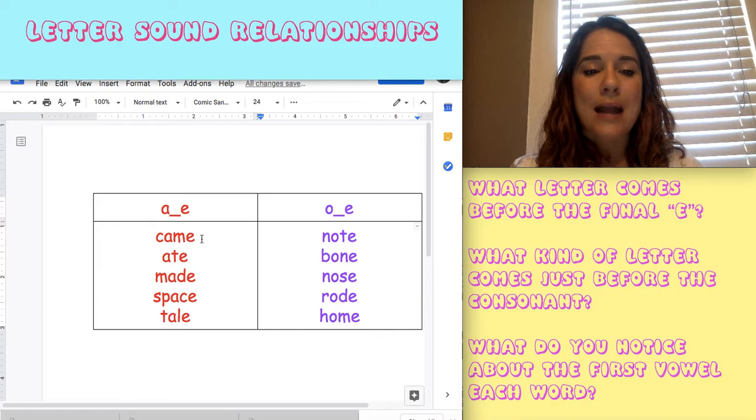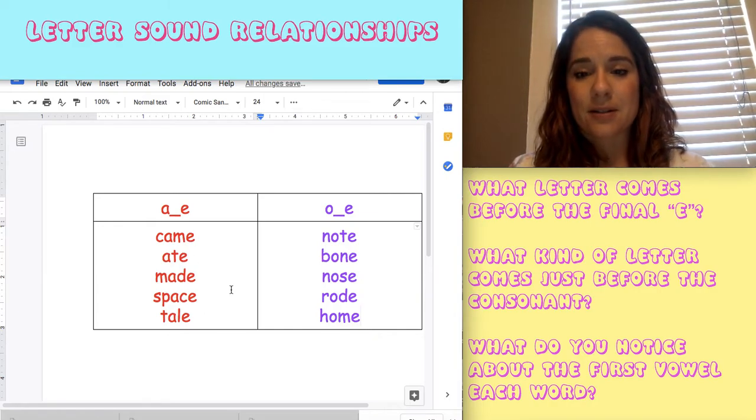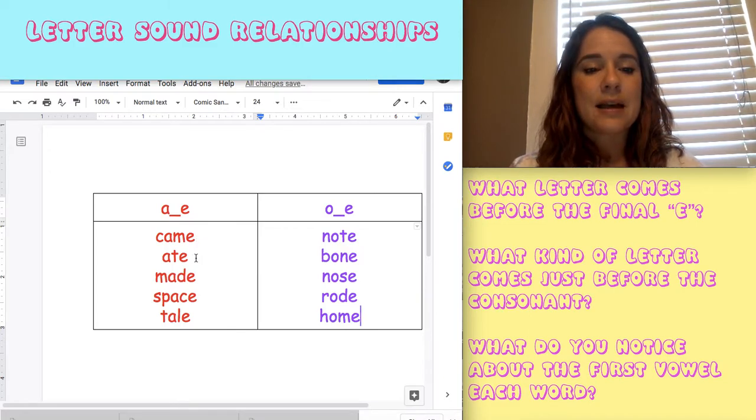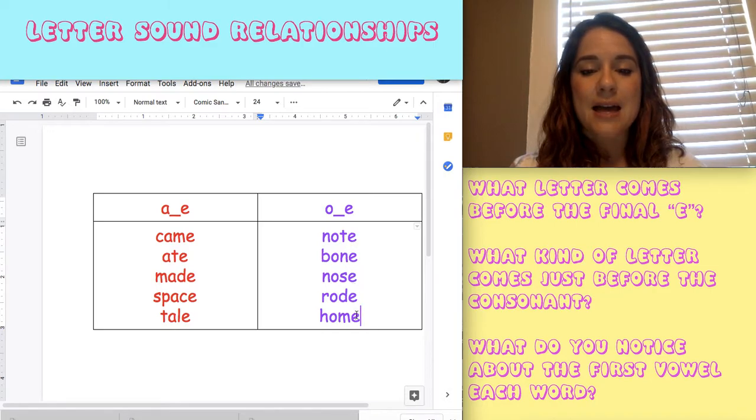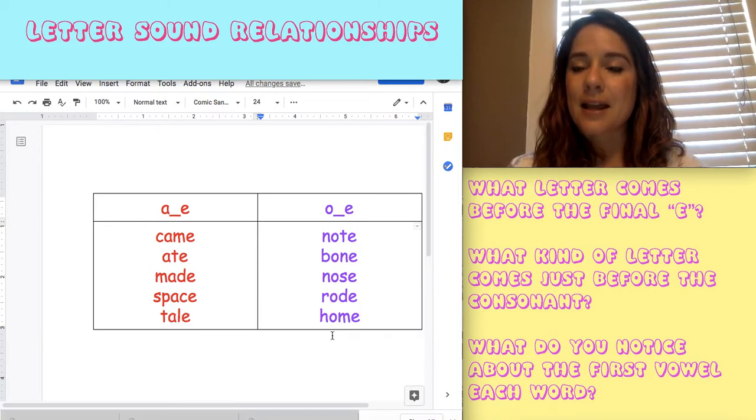Okay. I want you to practice reading these words with your parents. I'm going to reread them again for you. Came, ate, made, space, tail, note, bone, nose, road, home. Okay? Remember, whenever it has the E at the end, the first vowel has to say its name, which is the long vowel sound.